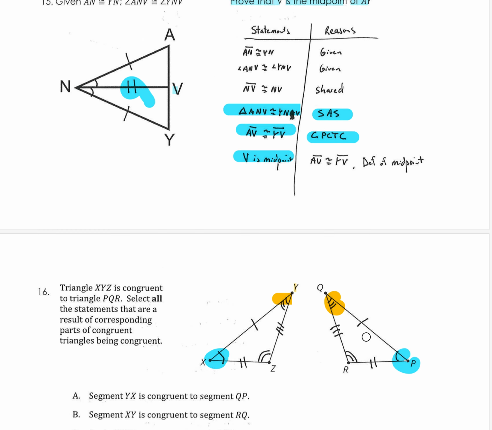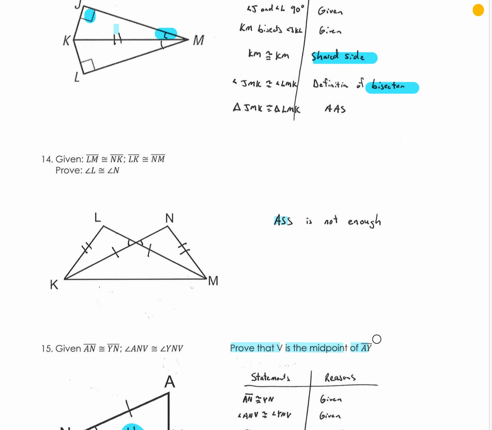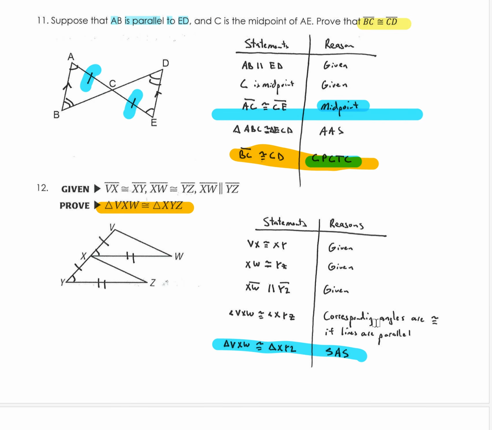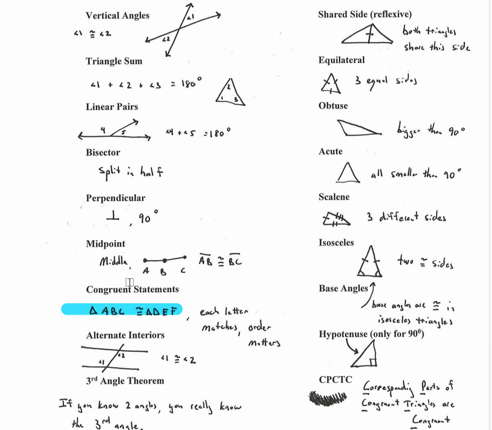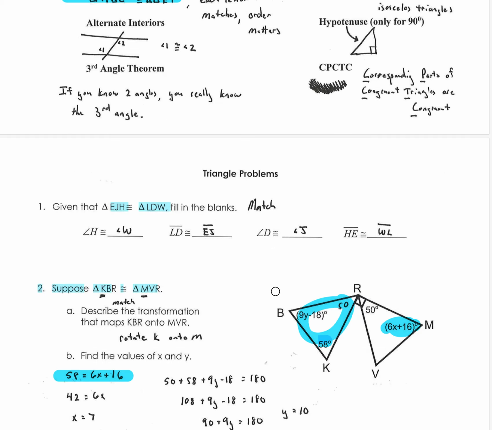So a whole bunch of triangle proofs, including CPCTC, shared sides, midpoints, bisectors, parallel lines. Again, all the things that I said up here, all these ideas, they all pop up somewhere in these triangle proofs. And so make sure you really review the vocab. But I would say this is pretty similar to the test, and hopefully this video has helped out.